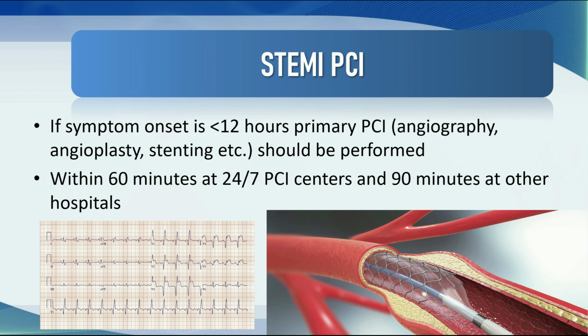If symptom onset is less than 12 hours, primary percutaneous coronary interventions, angiography, angioplasty, and stenting should be performed, and this should be done within 60 minutes if a patient arrives at a 24-hour PCI center. And if they arrive in another hospital, it should be done within 90 minutes. And that's why in my hospital, we have helicopters arriving from all over the west coast of Ireland, bringing patients with this problem to our center.